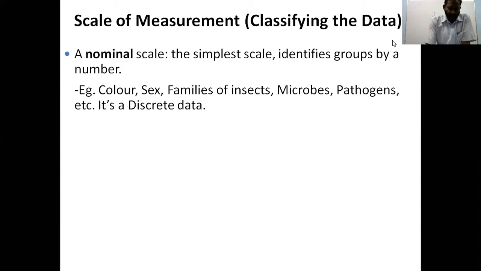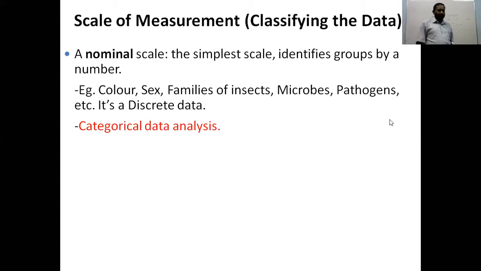Similarly, different microbes. Can you name some microbes? Fungus, bacteria, viruses, amoebas, etc. Those are different categories, a nominal type of data. Different pathogens, etc., can be considered nominal data. This kind of data is always discrete data. Can you remember we discussed discrete data? There are no in-between values: number of families, number of microbes, number of pathogens, number of sexes, number of colors. So these are discrete data.